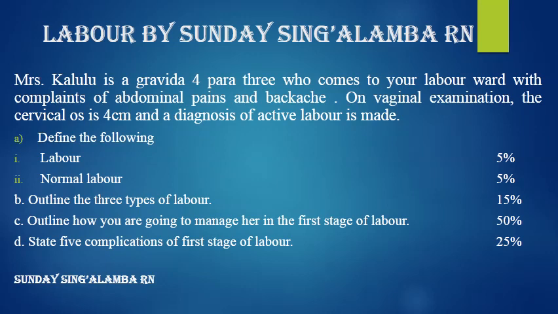Then B, it was saying, outline the 3 types of labor. Marks allocated 15%. Yes, there are 3 types of labor. We have normal labor, which I've defined. The second type is premature labor. It is a form of labor that occurs before 37 weeks of gestation.